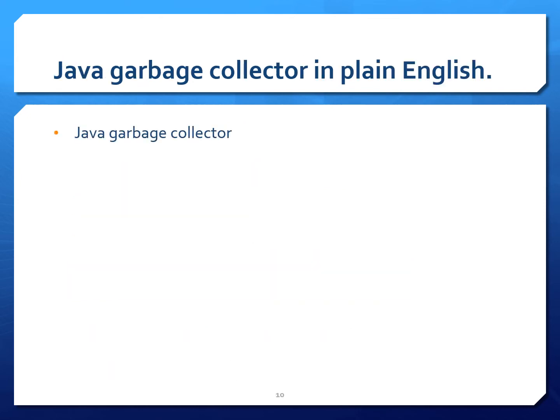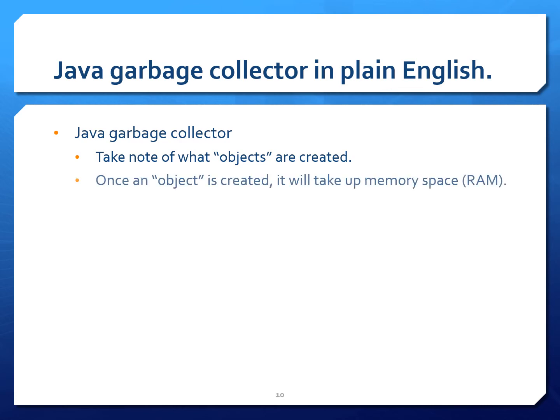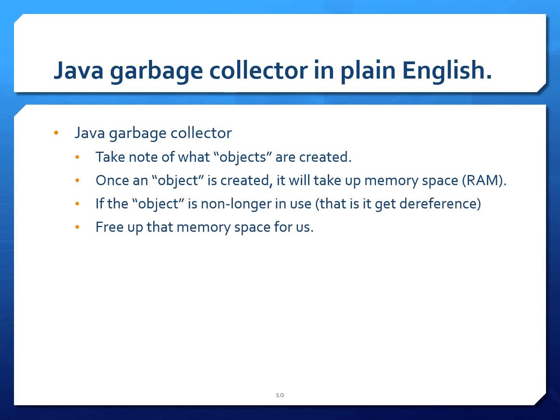Java garbage collector in plain English. The Java garbage collector will take note of what objects are created in our code. Once an object is created, it will take up memory space. If the object is no longer in use, that is, it gets dereferenced, the Java garbage collector will free up that memory space for us.